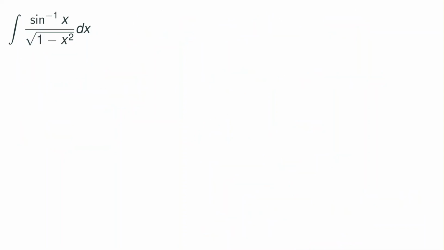Let's look at this indefinite integral, sine inverse of x over the square root of 1 minus x squared dx. Let me note one thing here. Sine inverse of x is the same as arcsine, so we can also write it this way and do the problem. Okay, this is not 1 over sine x. That's different. This is sine inverse. This means arcsine x.